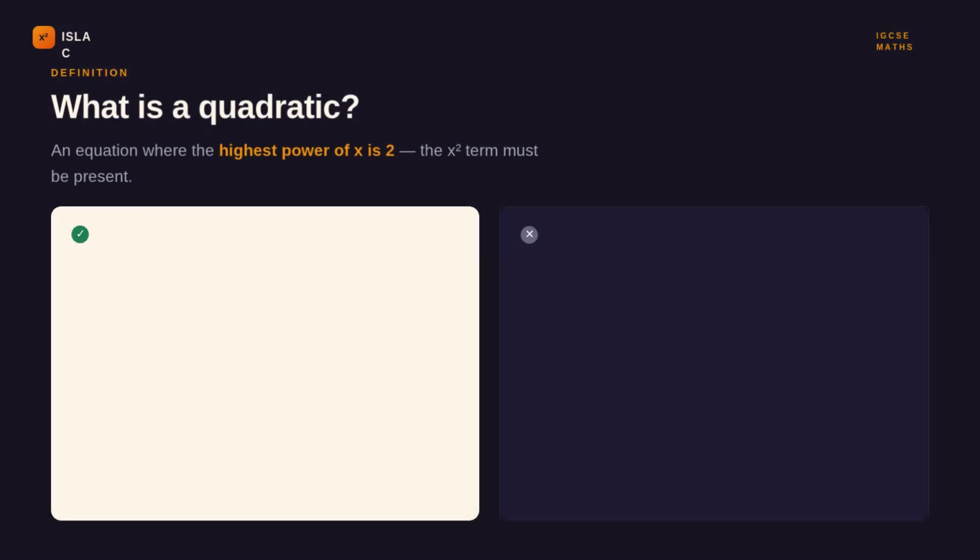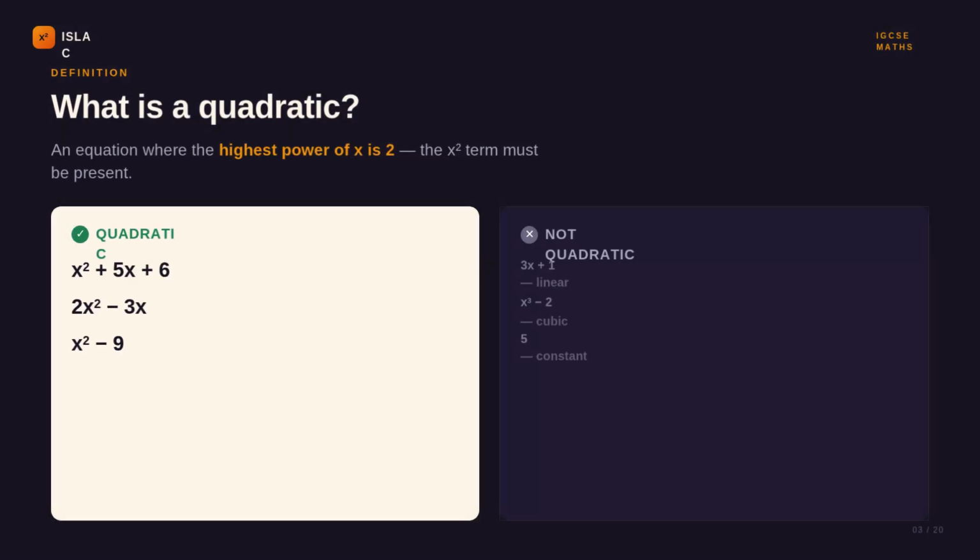A quadratic is any expression where the highest power of x is 2. That x squared term is essential. If there's no x squared, it's not quadratic. If there's an x cubed, it's higher order. So x squared plus 5x plus 6 is quadratic. 2x squared minus 3x is quadratic. x squared minus 9 is quadratic. But 3x plus 1 is linear, and x cubed is cubic. Neither belongs here.